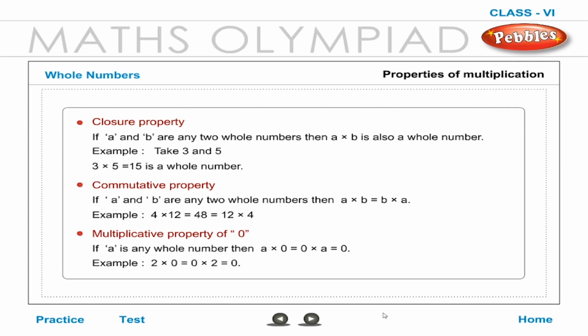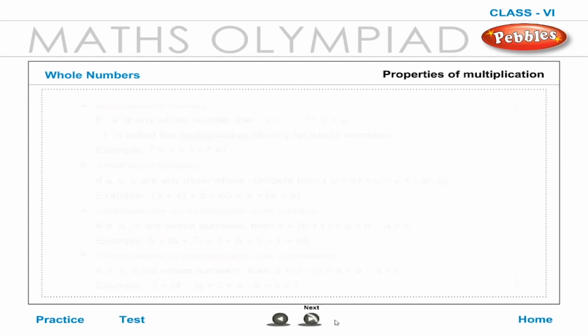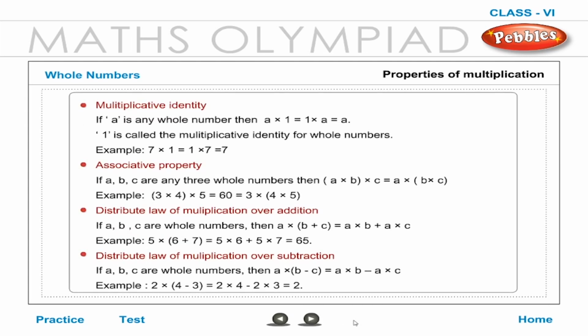Multiplicative property of 0. If a is any whole number, then a into 0 is equal to 0 into a is equal to 0. Example, 2 into 0 is equal to 0 into 2 is equal to 0. Multiplicative identity. If a is any whole number, then a into 1 is equal to 1 into a is equal to a. 1 is called the multiplicative identity for whole numbers. Example, 7 into 1 is equal to 1 into 7 is equal to 7.